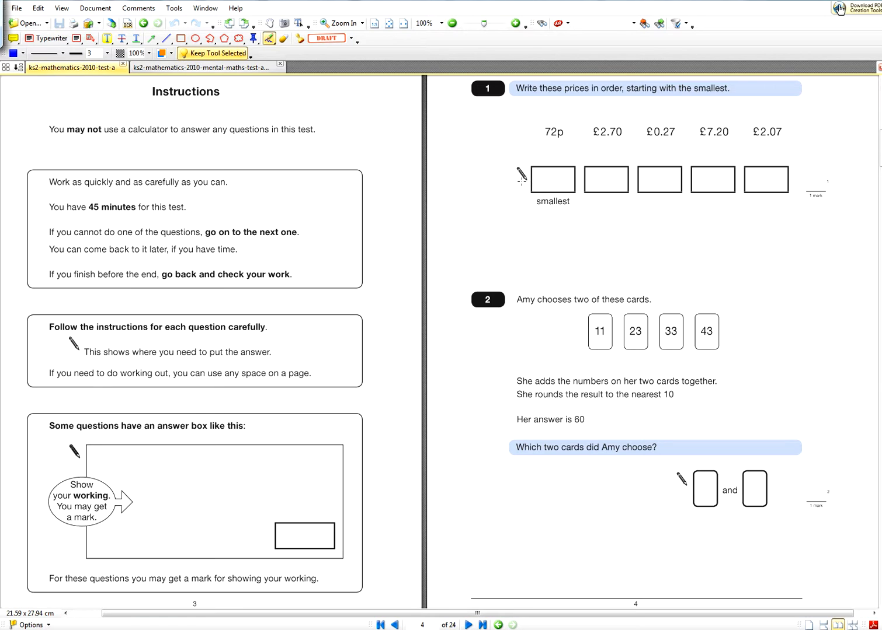Okay, Mr. Qasim, can you give us the answer for this one? Which is the smallest one? Let's look at these numbers here. 72p, £2.70, 27p, £7.20, and £2.70. Can you just quickly help me number them? Which one's first, second, third?